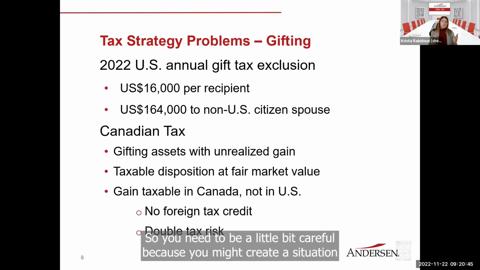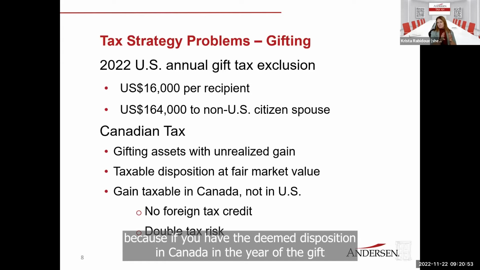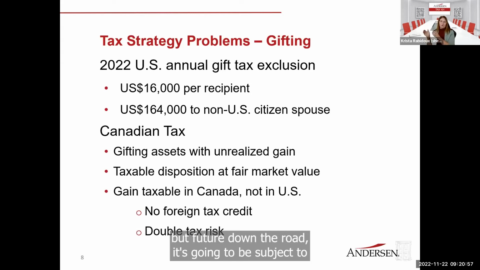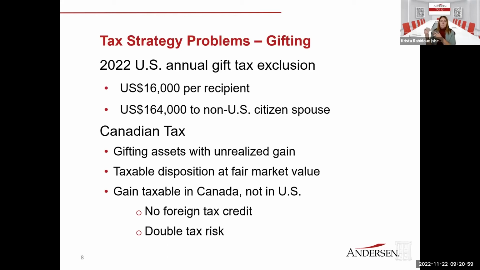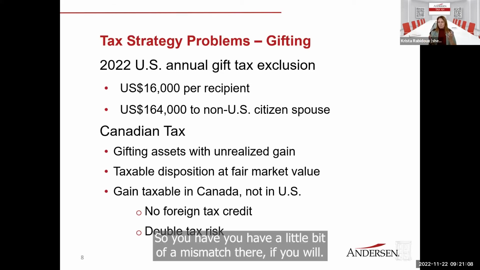So you need to be a little bit careful, because you might create a situation where you have some double tax exposure that starts to creep in, because if you have the deemed disposition in Canada in the year of the gift, but down the road it's going to be subjected to disposition. If you're gifting, say, to another US person, they'll have US tax on that with no increase in basis. So you have a little bit of a mismatch there, if you will.